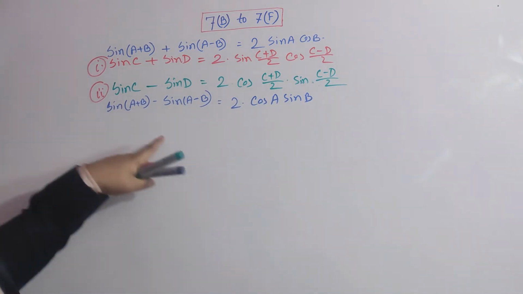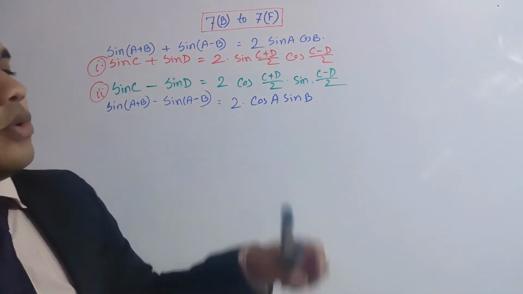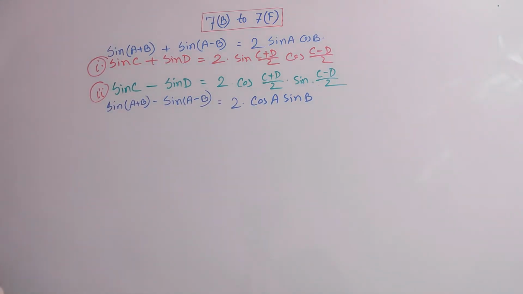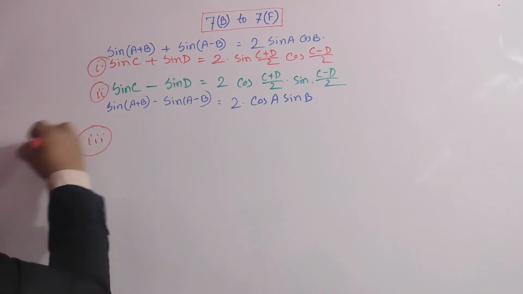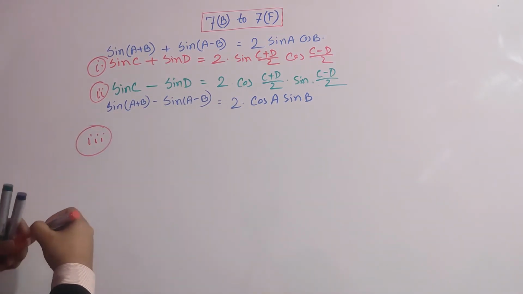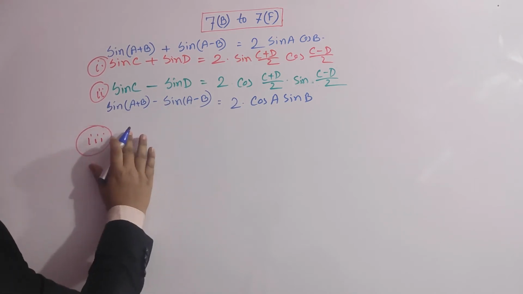From where have we found this? We already know sin A plus B minus sin A minus B was 2 into cos A sin B. That's why we can write that. So another two formulas we can write. For cos we can write another two formulas, that is what?